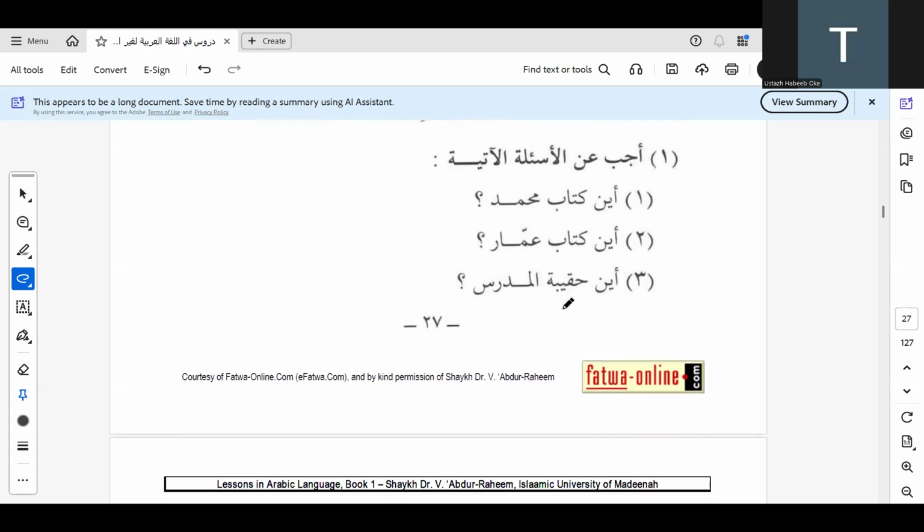And someone else should answer this. أين حقيبة المدرس؟ So can someone answer the question? In this case, it is in his car. Yeah, the answer: it is in his car. So the answer that we want to say now is that it is in his car. Who's going to answer this? It is in his car. هي في سيارته. Yes, here في سيارته.